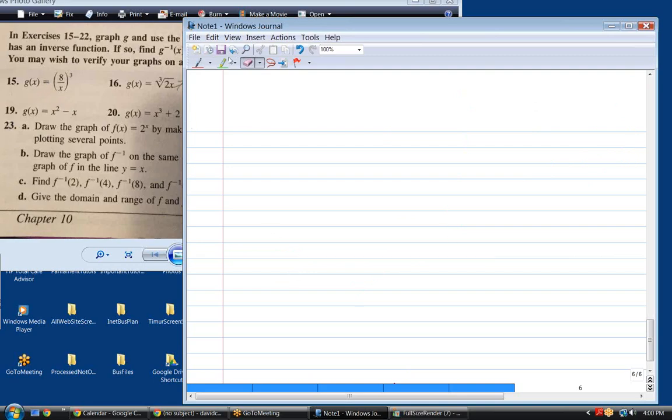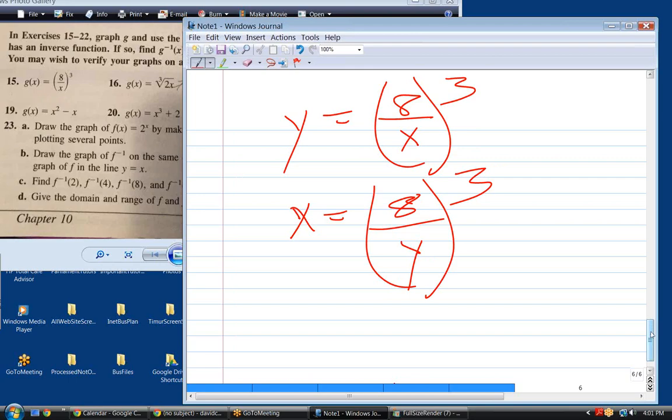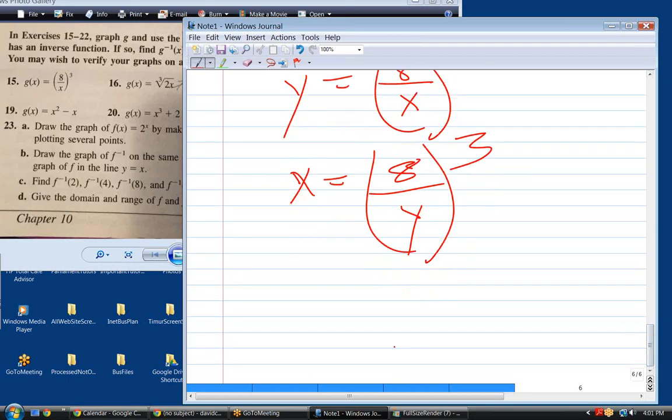So let's algebraically solve 15. If y equals 8 over x cubed, let's find its inverse algebraically. Okay, so then you do x equals 8 over y cubed. Now solve that for y. So it would be y equals 8 times the cube root of x, divided by the cube root of x.